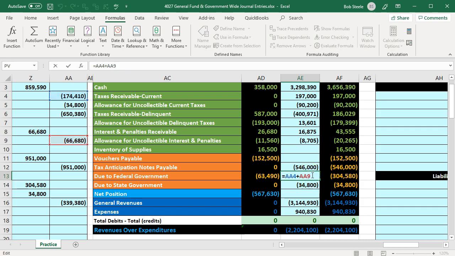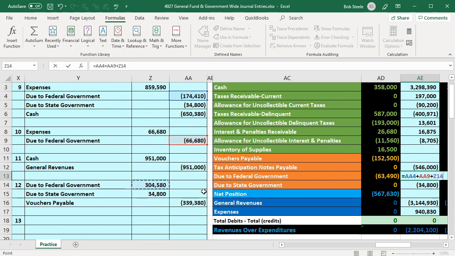Double clicking on AE13. Going to the end of it. Plus, putting the cursor back down. We're going to pick up that 304,580. Then we have the state government. So we're going to say due to the state government in AE14. Double clicking on AE14. Going to the end of it. Plus, and I'm just going to point this time to the 34,800.